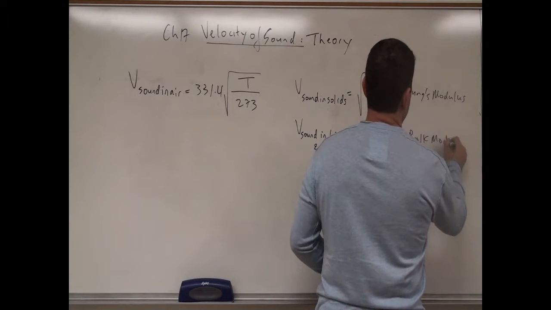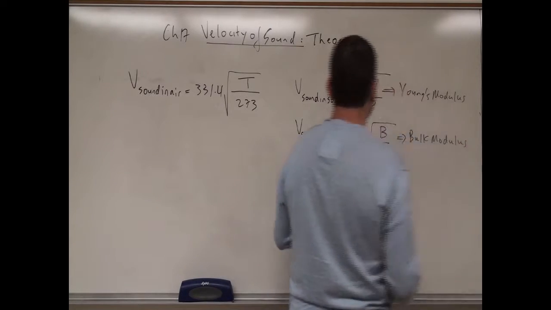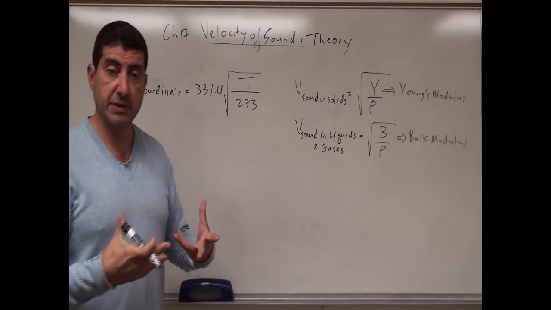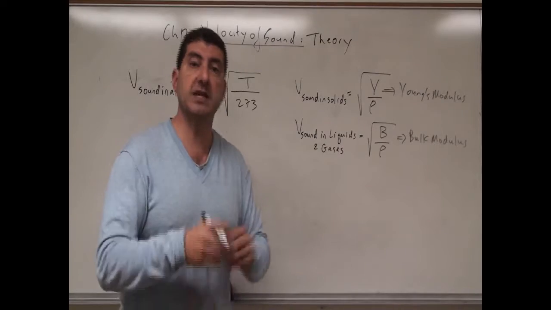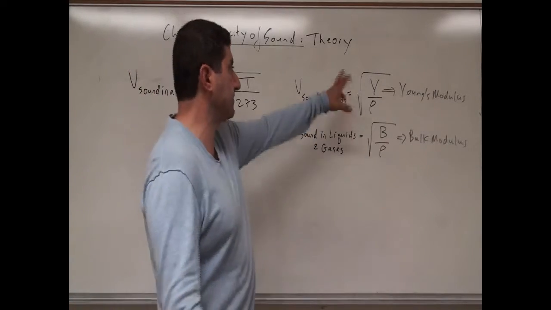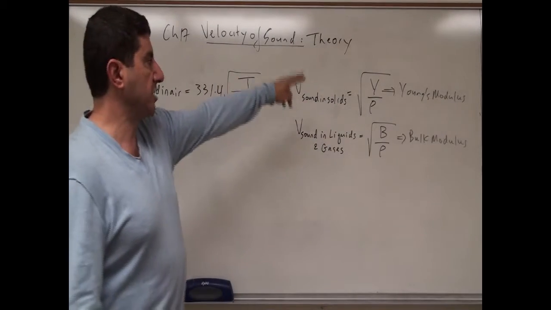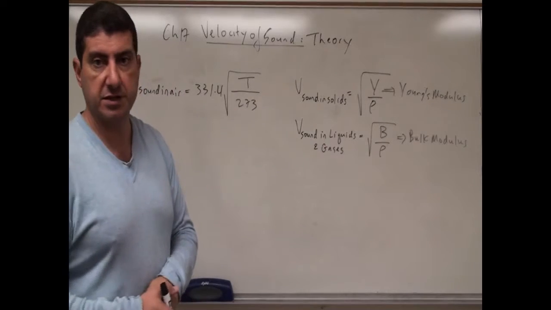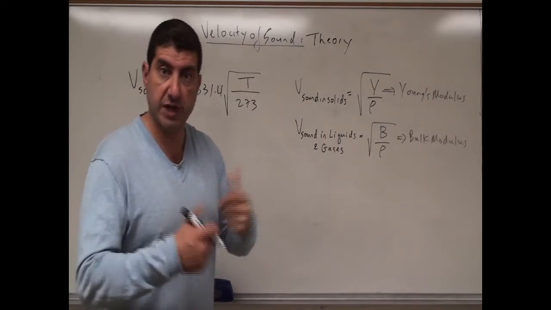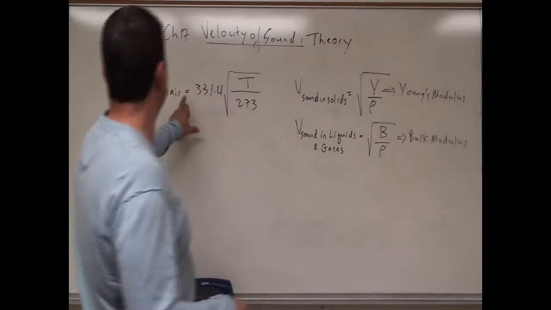And then velocity of sound in liquids and gases is equal to the square root of the bulk modulus, divided by density. So today we will go over this, explain them, and then try to make sense of what they mean, and also give some examples of different materials with different Young's modulus, bulk modulus, and different temperatures of the air. So you will get acquainted with these equations.